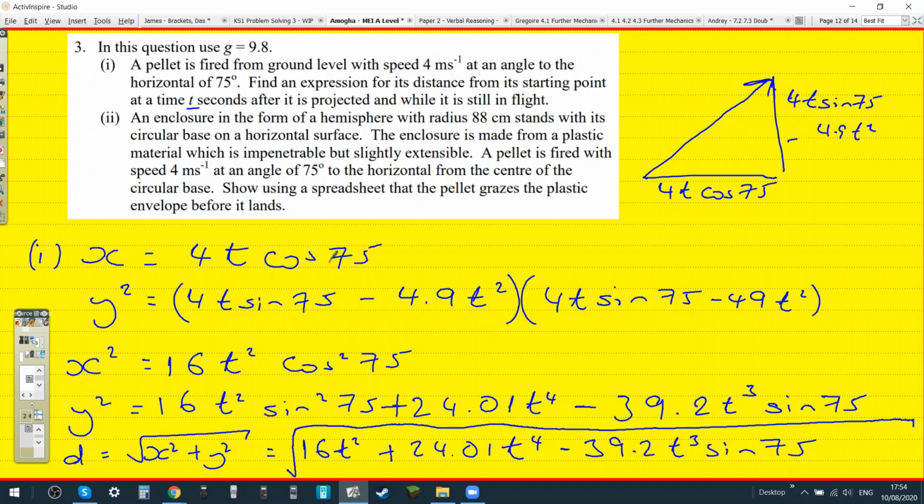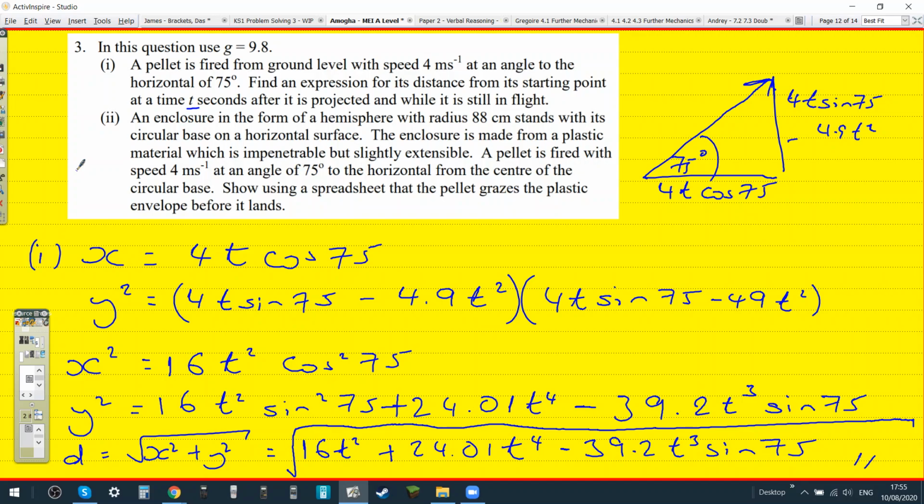Part 2. I don't get part 2 because it says show using a spreadsheet at the bottom. I don't know what the question is about. Hang on. The propeller is fired from ground level at a distance. Okay, so this is the 75 degrees thing. I'm thinking part 2 is probably about part 1. Find the expression for the distance at a time t after it's projected. So I think it's parametric, and we just brought it together.